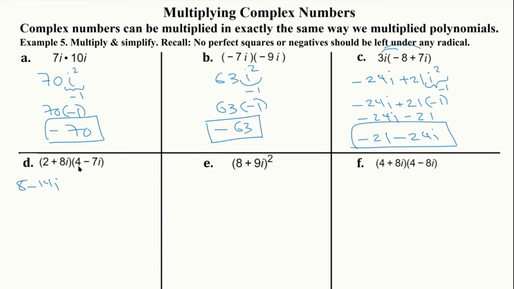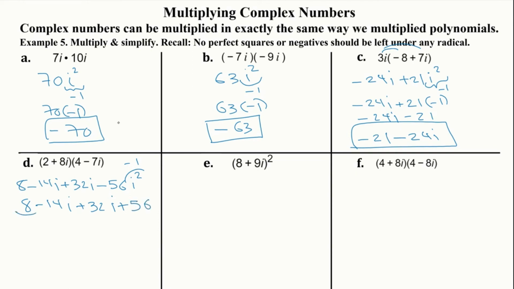Positive 8i times 4, that's positive 32i. And positive 8i times -7i, that's going to be -56i squared. Again, i squared is -1. So we're going to have 8 minus 14i plus 32i. -56 times -1 becomes plus 56.